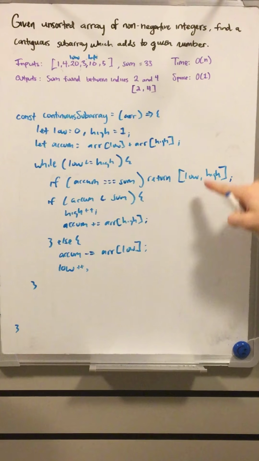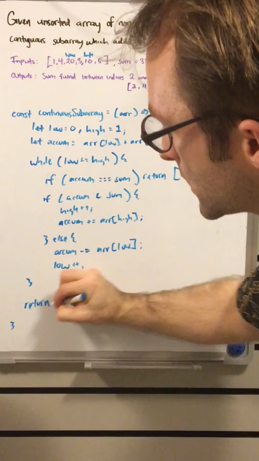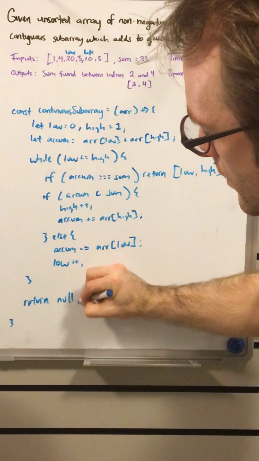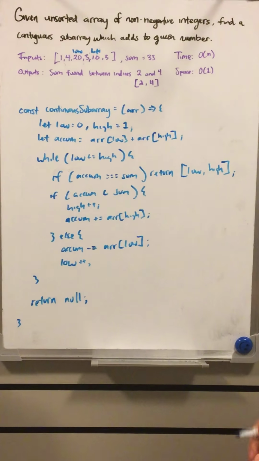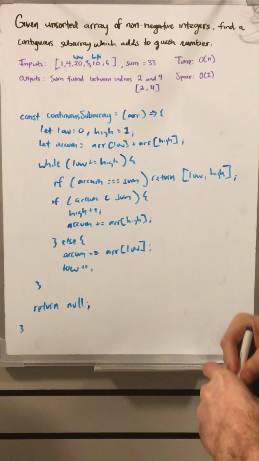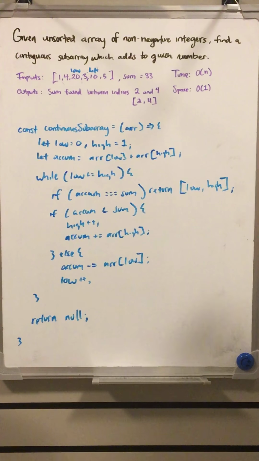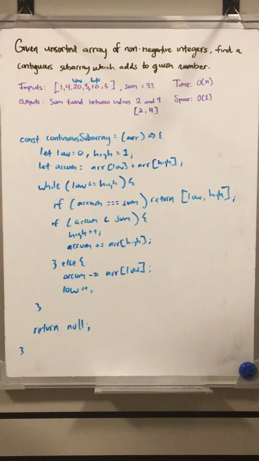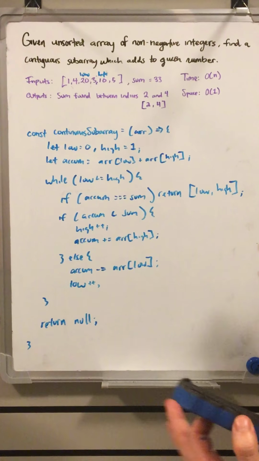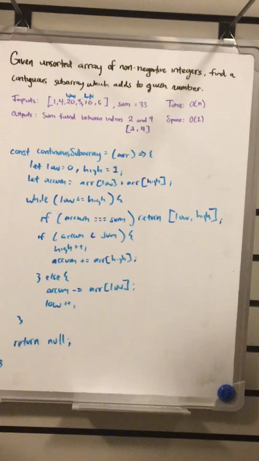And eventually, we'll either find it, and if we don't, we will just return null. And this is done in time complexity of O(n), since in the worst case scenario, we'd have to go through every single integer and add it up. And the space is O(1), since we're just simply doing math.